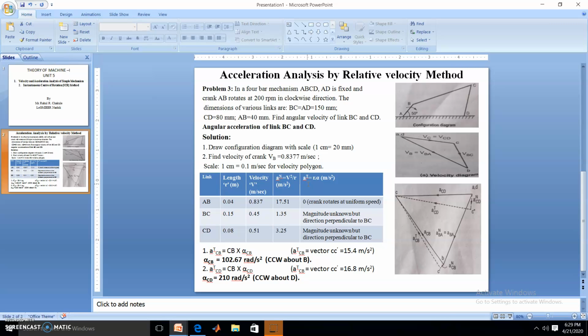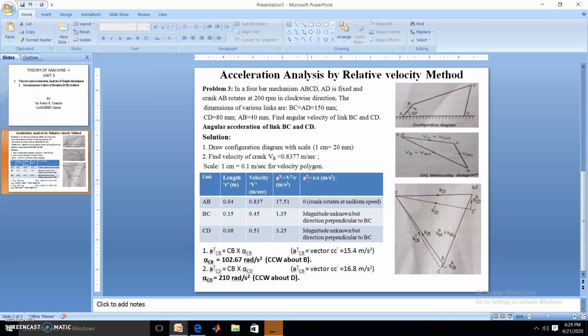One is the normal component, which is acting along the line of action along the link. This normal component is also called the centripetal component, or the radial component. So this is the first component of acceleration of that particular link, and it is always along the link towards the center of rotation.